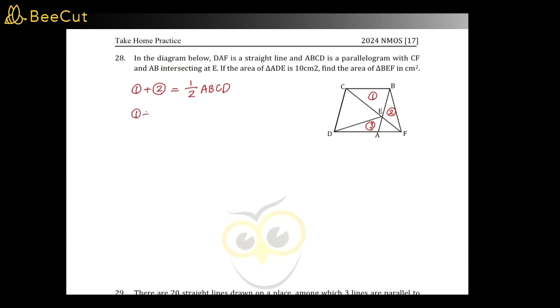Then we also know that triangle 1 plus triangle 3 equals to half of ABCD. This one is because we can cut the parallelogram into 4 triangles. These two are the same, triangle 1. These two are the same, triangle 3. So you can see 1 plus 3 equals to half. So from here, we get that triangle 2, triangle 3, they are the same. This equals to 10. That's given in the question.